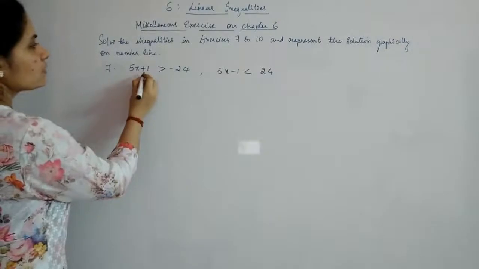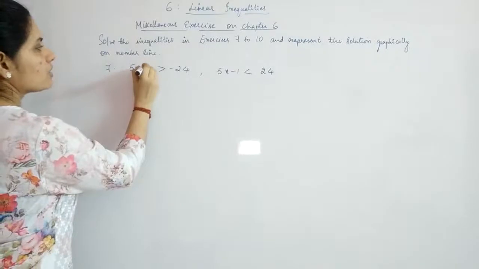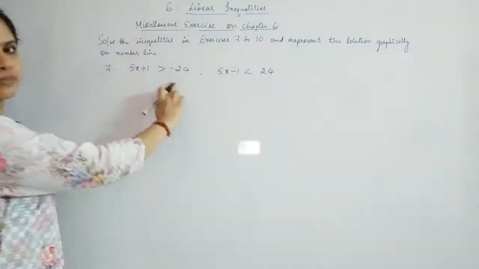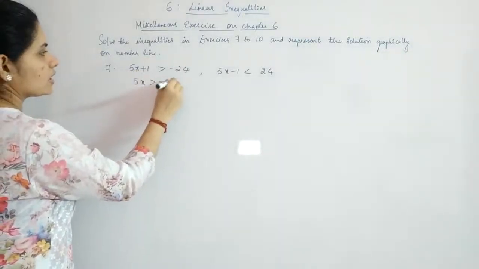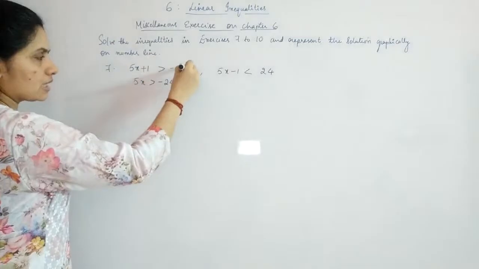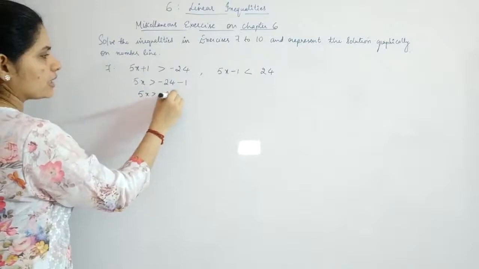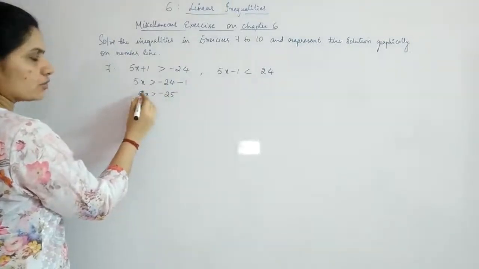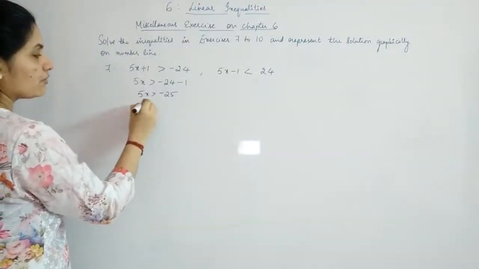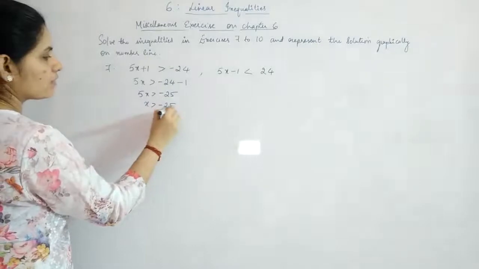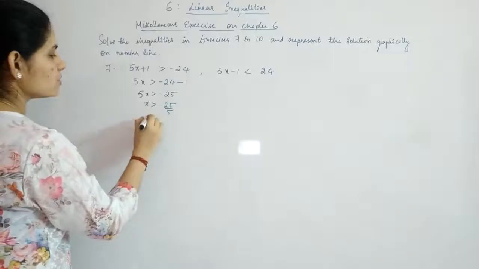Okay. So first what we need to do is remove this plus 1 from this side. For that we have to subtract 1 from both sides. So you'll get 5x is greater than minus 25. Either you can think like that or you can just take this plus 1 to the other side so that it becomes minus 1. So you have 5x is greater than minus 25. Again you have to remove 5 from this side in order to make x alone on one side. So dividing throughout by 5, you will get x is greater than minus 25 by 5, or you can say x is greater than minus 5. So x is greater than minus 5 is one solution.